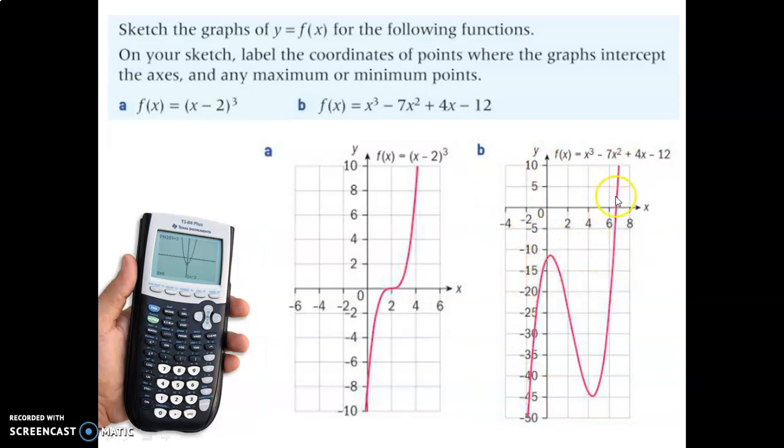So there's our cubic. It has one x-intercept, you were asked to find that one, and it has one y-intercept, you were asked to find that one. So I hope you found those all right.